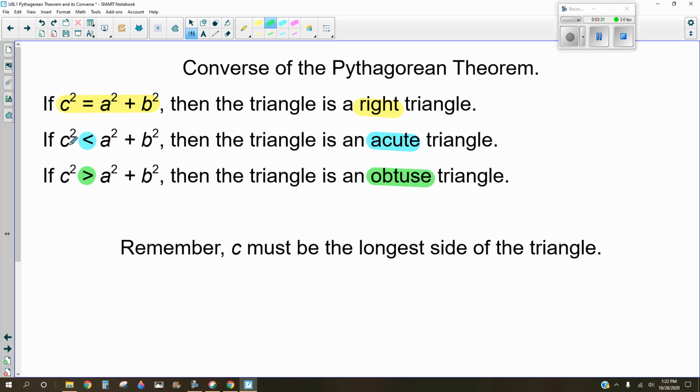We're just going to see what C squared is, and we're going to compare it to the other two to decide what kind of triangle it is. Remember, C is always going to be the longest side. C is always going to be called the longest side on the picture.